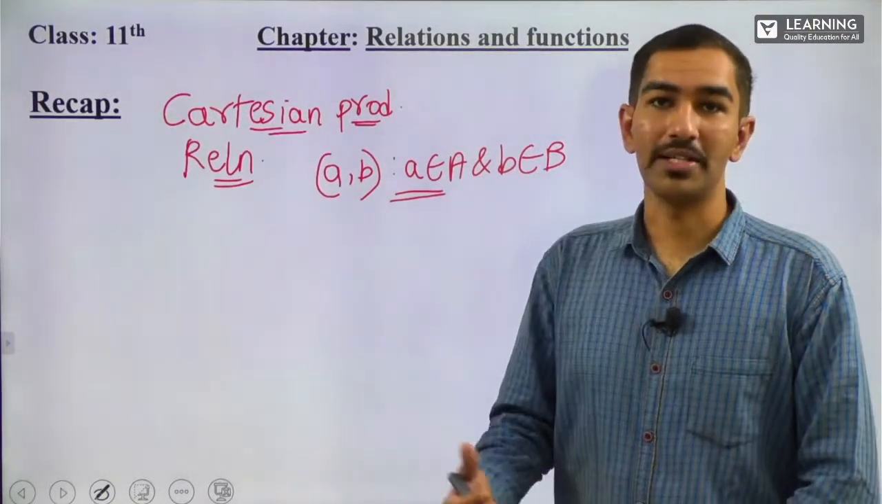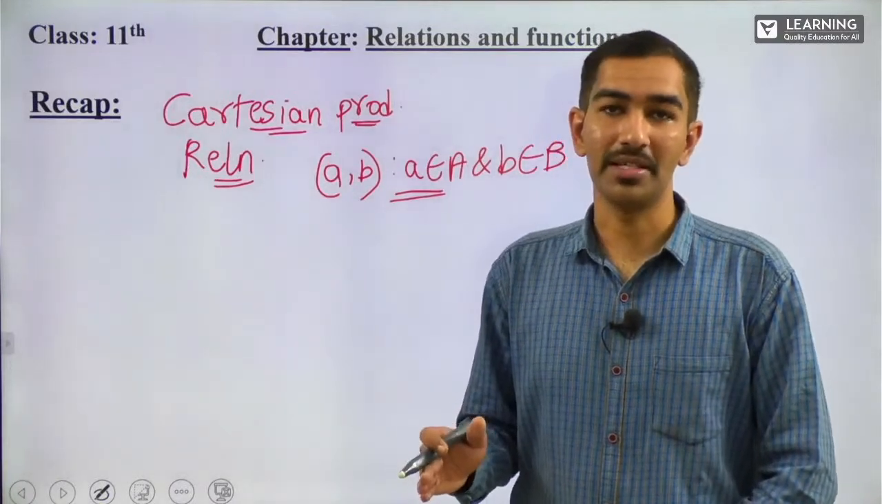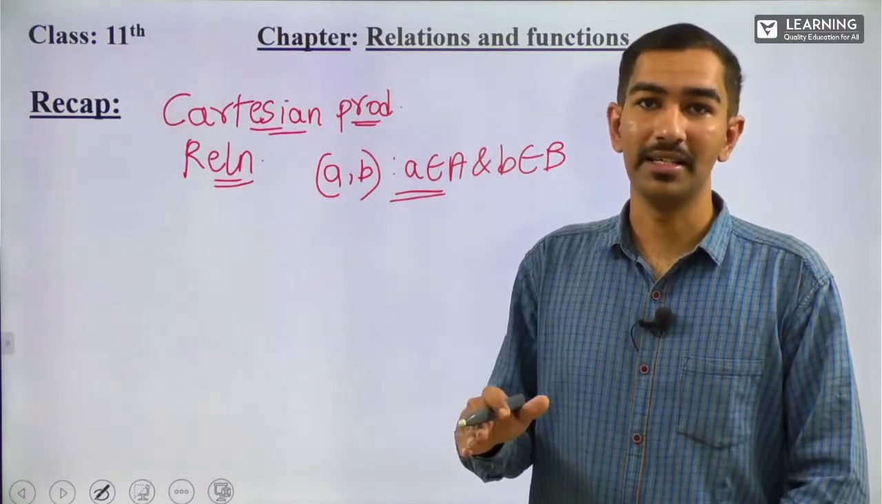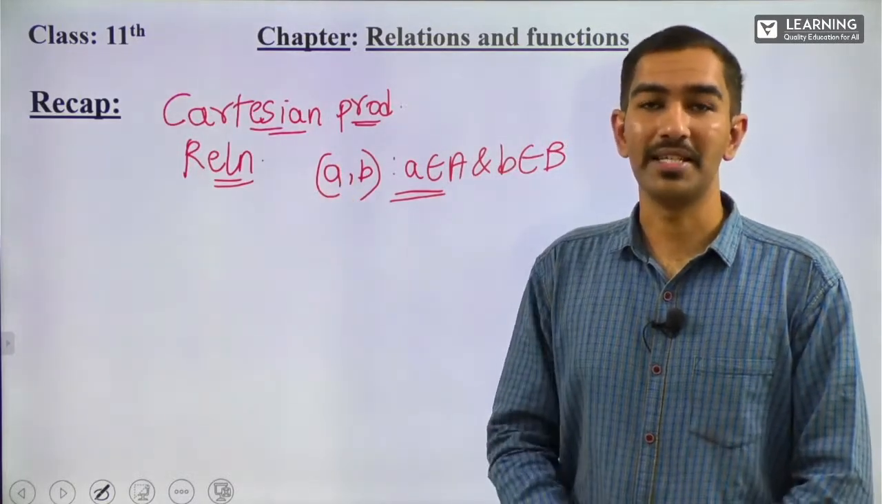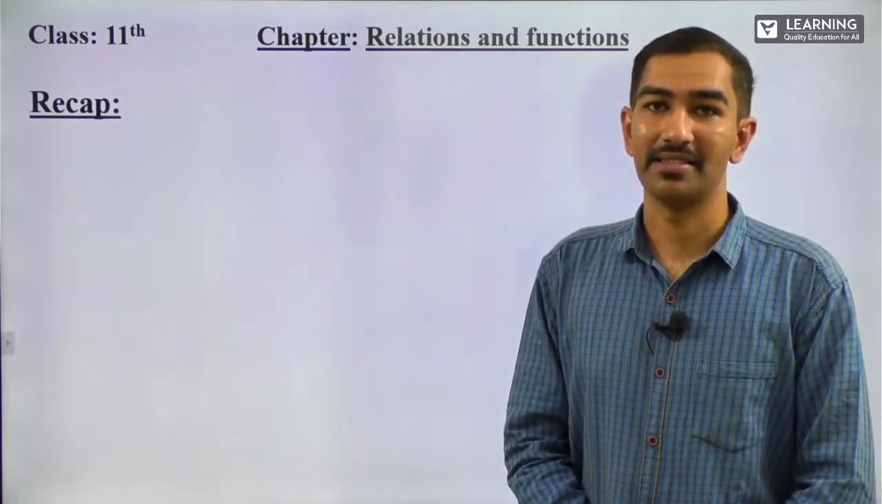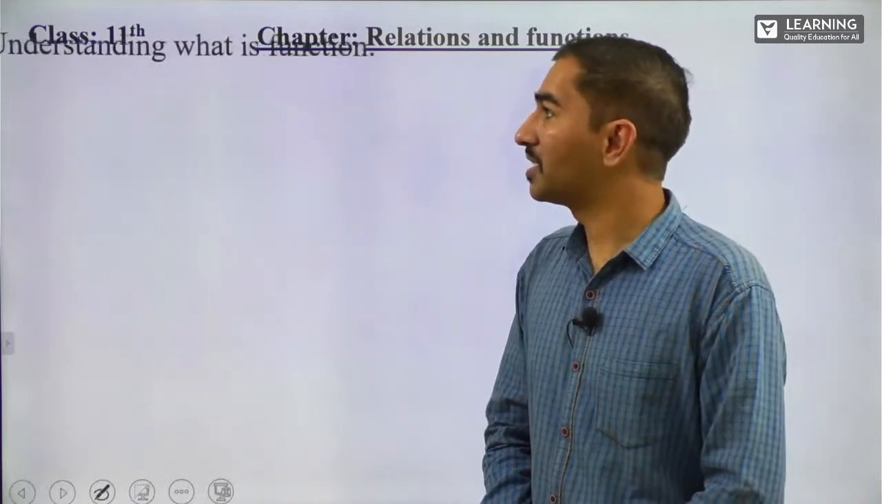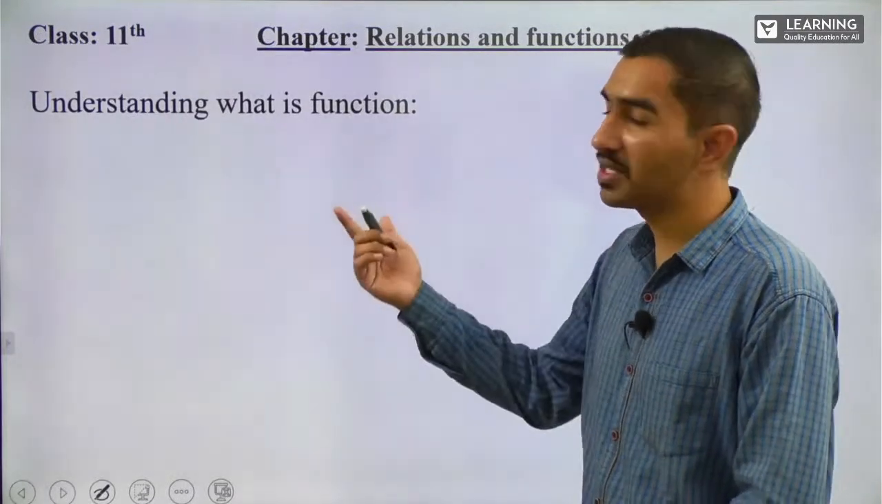So going on to the next topic. We saw what is Cartesian product first. Then we saw what is relation, how relation is defined, a subset of Cartesian product. The next topic for today's class is functions. So let us understand what is a function. We know what is relation, right?